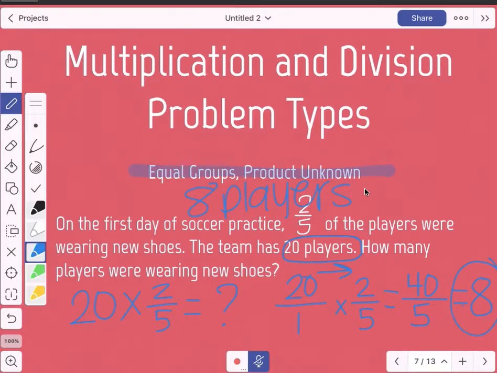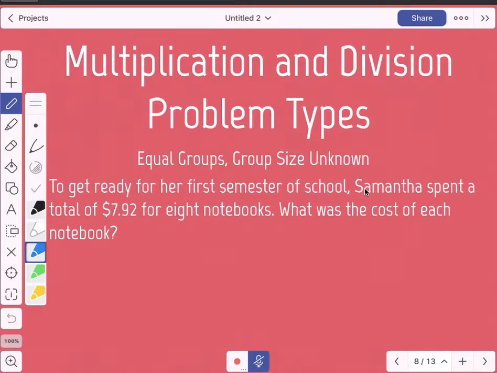Okay, so pause now, make sure that you write down the problem and all the work, and then unpause for the next problem. The second type is equal groups, but group size unknown. This would be an example where you have the number of groups that you need, and you have the product, but what you don't have is how big each group is.